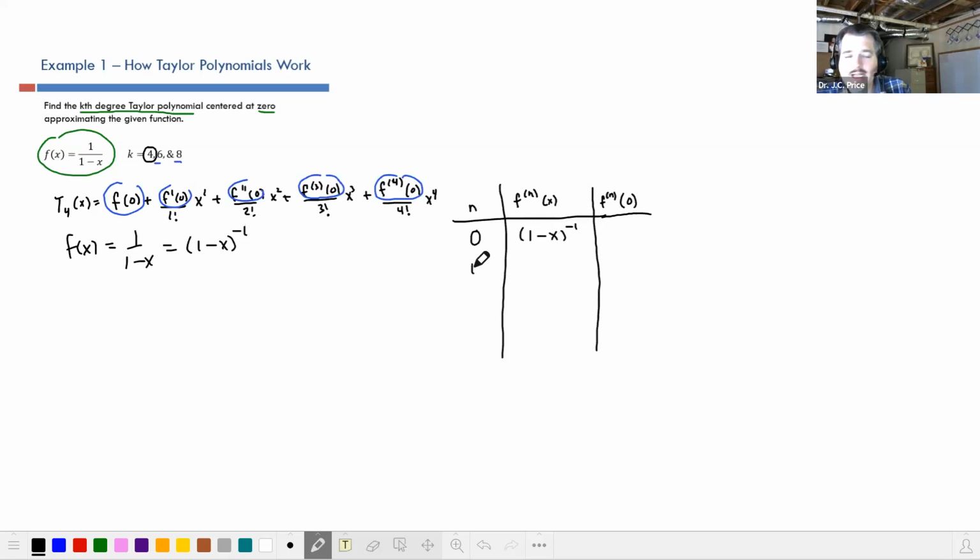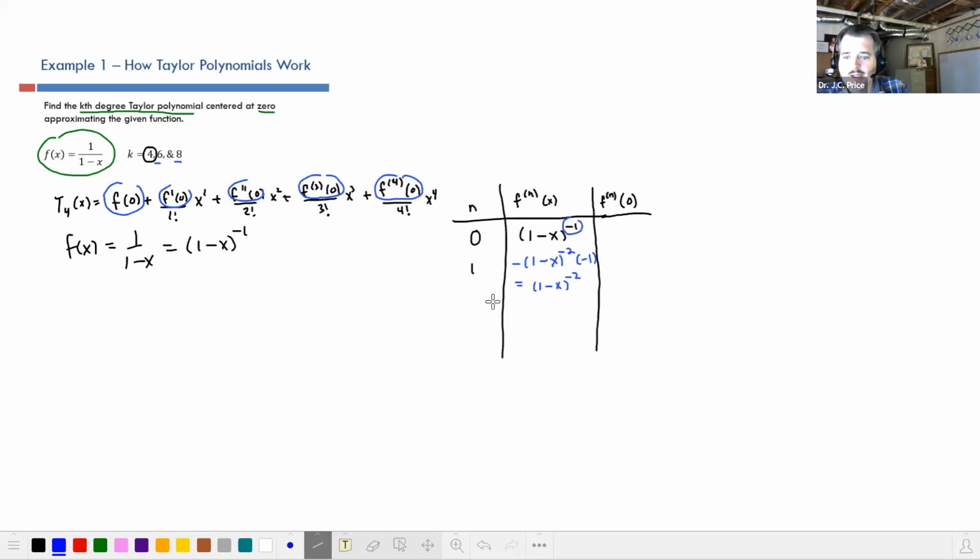And then when n is 1, I take my first derivative. So we'll go a little bit slow here. The negative 1 is going to pop down, so I get negative 1 minus x to the negative 2, and then times the derivative of the inside. The derivative of 1 is just 0, and then minus x is a minus 1. So you just get negative 1 on the outside here. Notice the negatives are going to cancel. So this is going to equal 1 minus x to the negative 2.